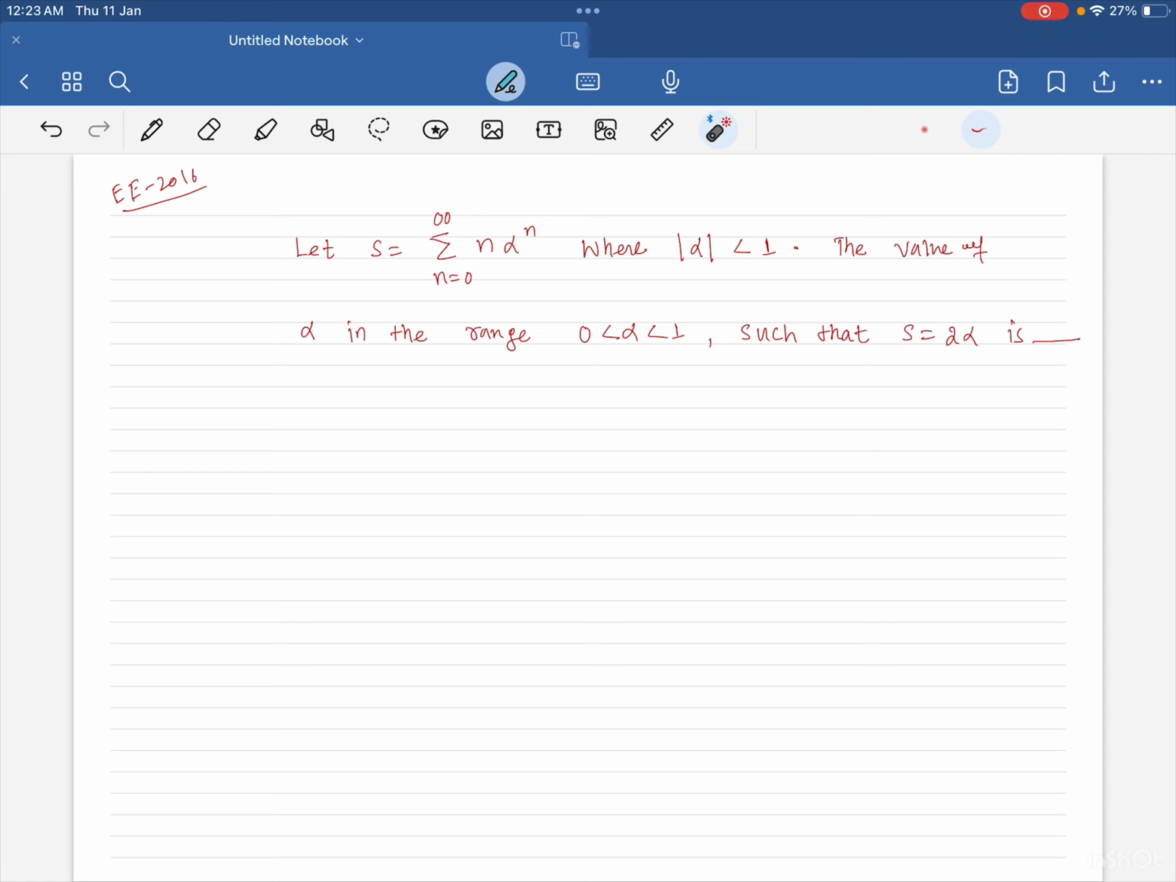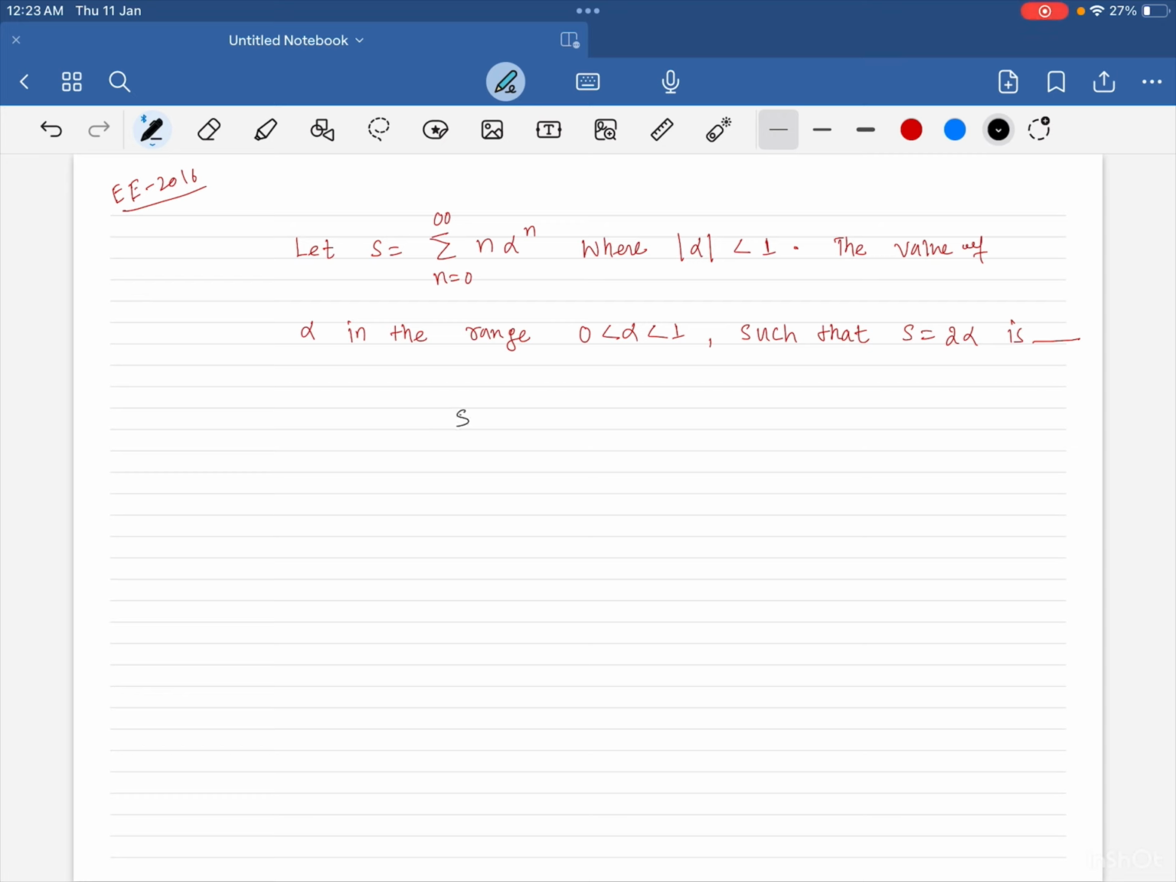So this question is from EE 2016. We have been given this summation, right? And the value of alpha in the range 0 to 1 is such that S is equal to 2 alpha. We have to consider alpha from 0 to 1, then this summation is 2 alpha, then what is the value of this alpha, right?